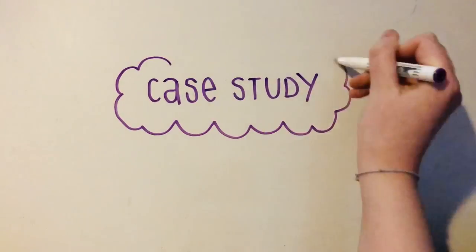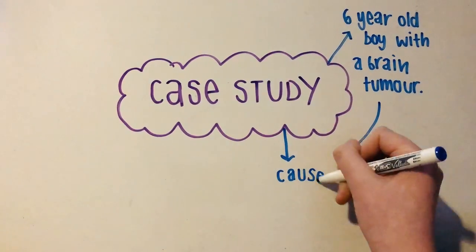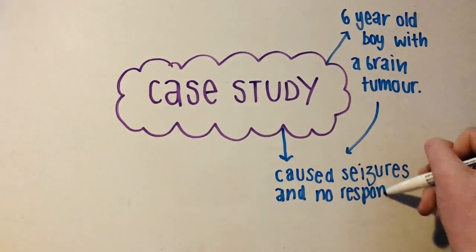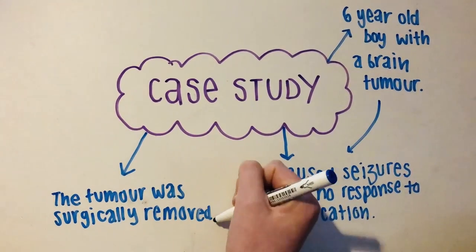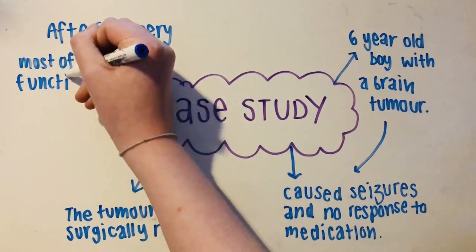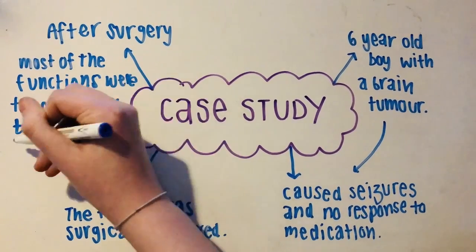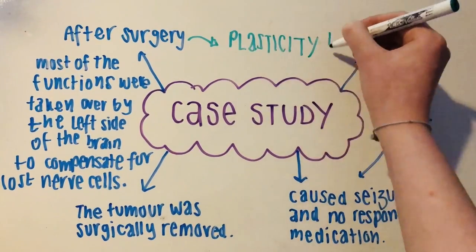Now it's time for our case study. Our case study is a 6-year-old boy with a brain tumour, and his tumour caused seizures and he had no response to medication. However, the tumour was surgically removed, and after his surgery, most of the functions were taken over by the left side of the brain to compensate for lost nerve cells. This is also known as plasticity.